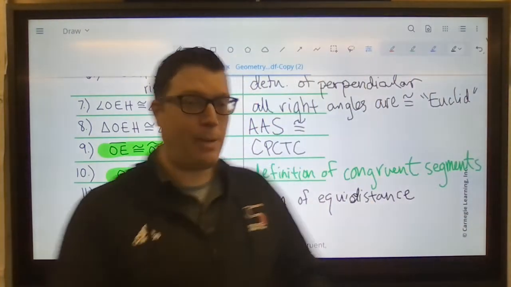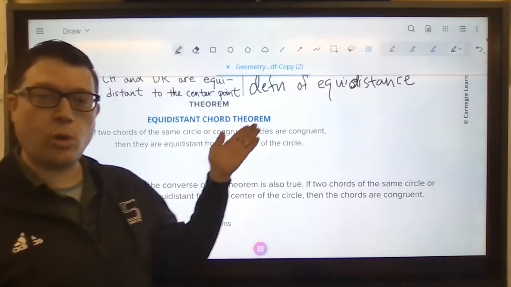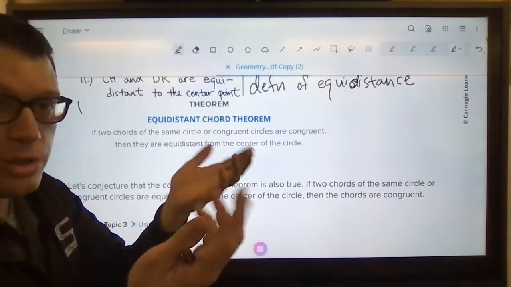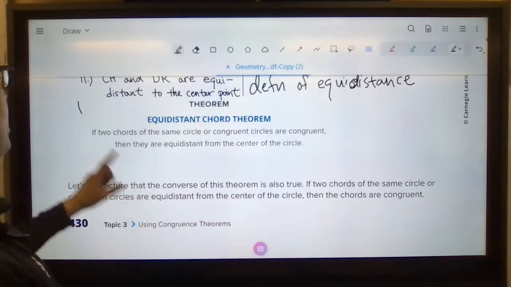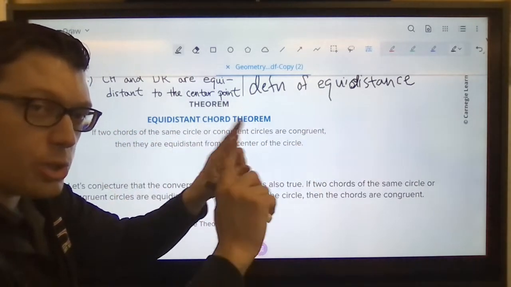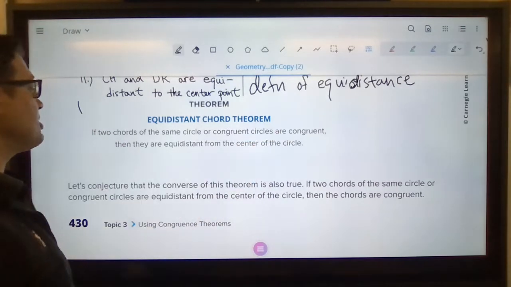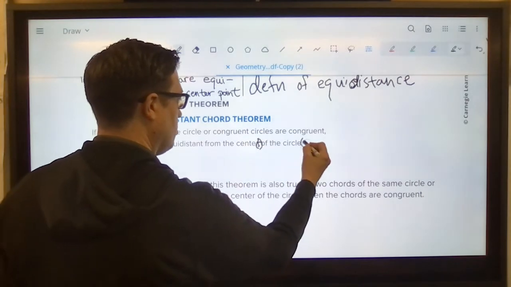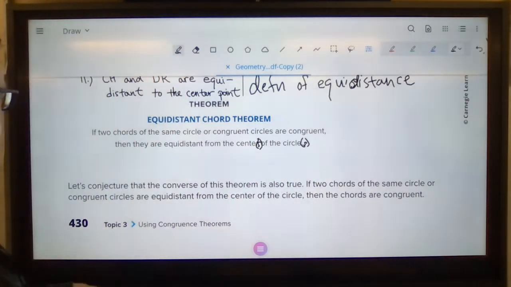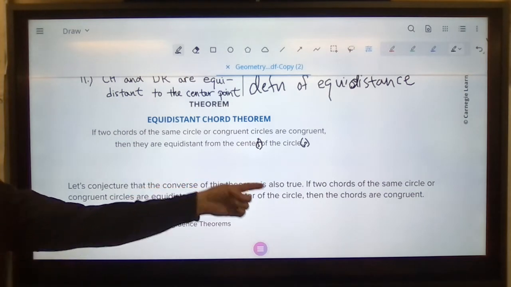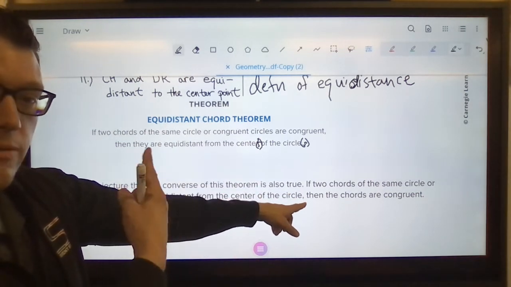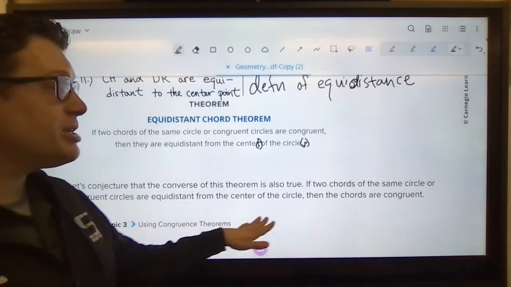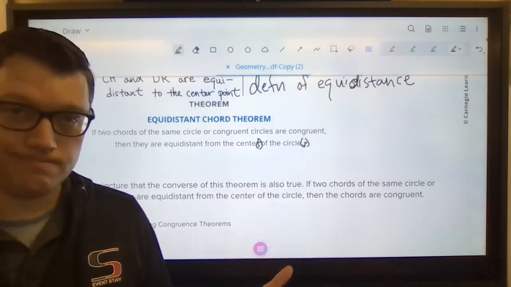The rest of this page's notes is on the equidistant chord theorem. It says if two chords of the same circle or congruent circles, so you can have them in different spots, but they're the same size, and the chords are the same length on those circles or on the same circle, if they're congruent, they're equidistant from the centers of their circles. Centers of the circles. Maybe there's multiples. Let's conjecture that the converse of this theorem is also true. So we flip the order of this sentence. We're going to say it this way. If two chords of the same circle, or congruent circles, are equidistant from the centers of the circle, then the chords are congruent.